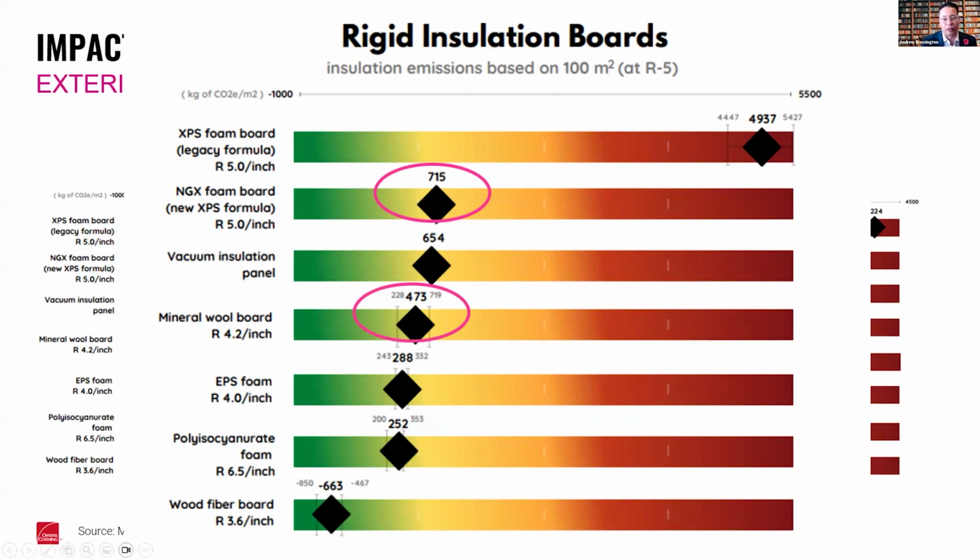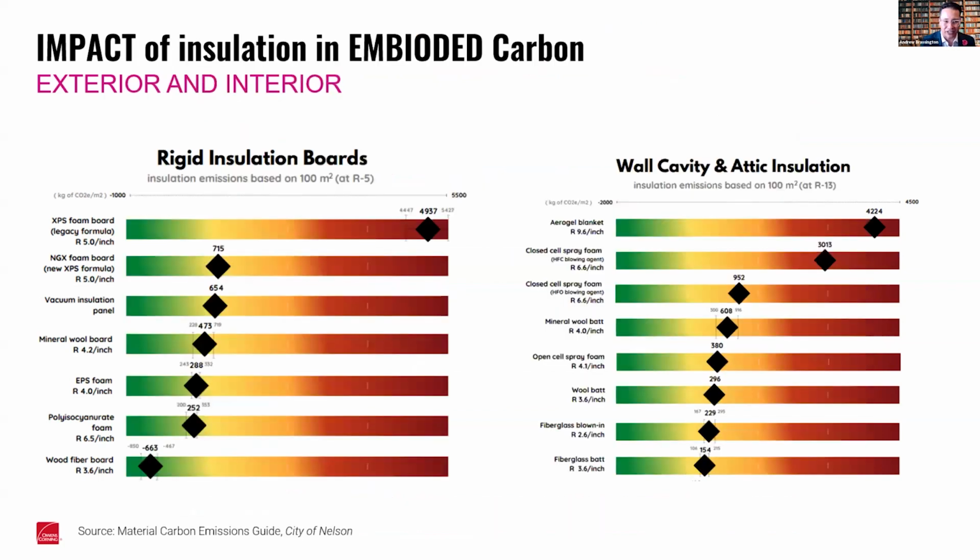We can take a look at mineral, a little bit better for sure, at 473, again, industry average. Some boards are less, some boards are more. And then finally, we look at boards like wood fiber, where they actually are carbon sequestering. Now, there's a lot of carbon sequestering products out there as well. So if you want to reduce the overall assembly, you can use some of those as well. That will continue to reduce the amount of embodied carbon in your overall assembly.